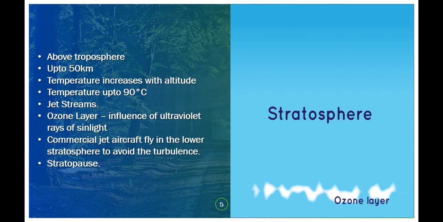Commercial jet aircraft fly in the lower stratosphere to avoid the turbulence which is present in the troposphere. The stratopause is the junction of the stratosphere with its above layer.